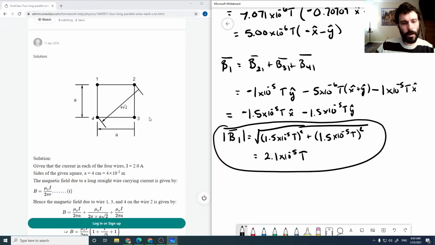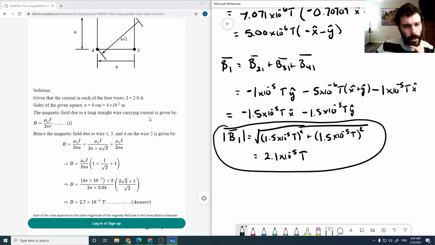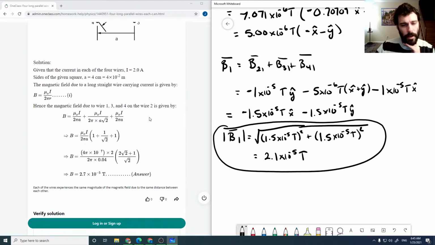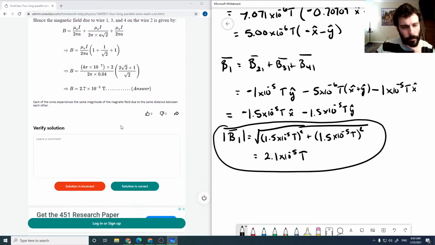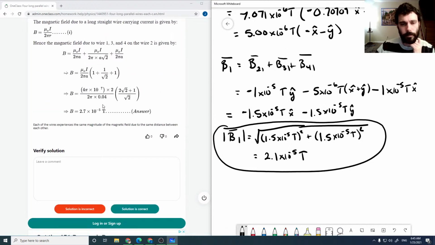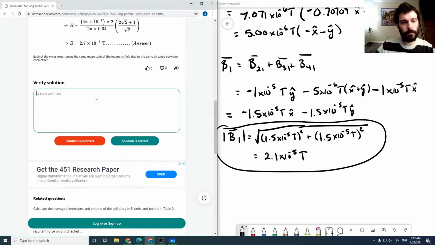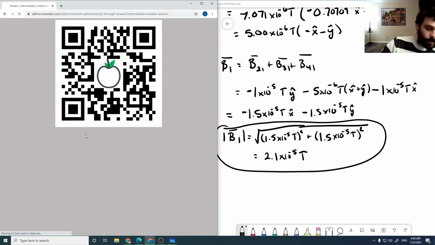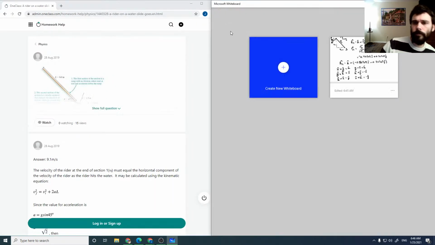And all right, so checking to the solution given. So they just added it all up and get 2.7. So the discrepancy here is because they didn't treat them as vector quantities properly. So magnetic field is a vector and needs to be treated as such. All right. And there's that.